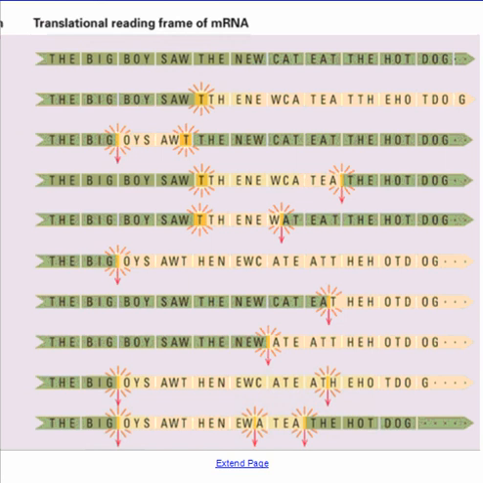So I think this is best demonstrated with this picture. I love this picture. The top is a sentence that's 3 words of 3 letters at a time. So it reads, the big boy saw the new cat eat the hot dog. And a frame shift mutation is when a single letter or multiple letters are added to shift the mRNA or the words of the sentence.